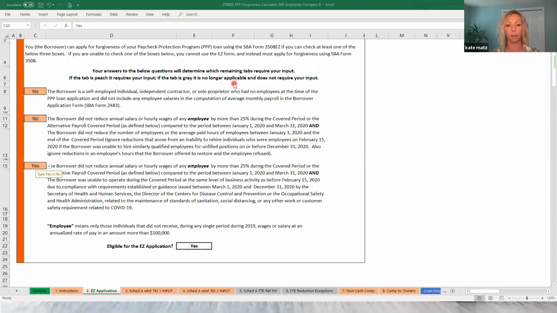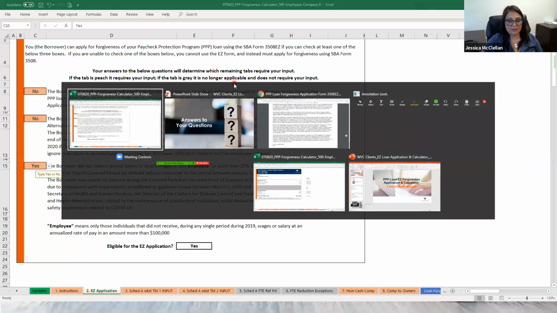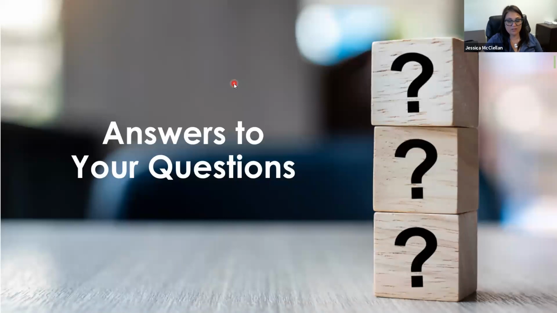If you choose to go with the 24 weeks rather than the original 8-week period, is this your new covered period, or is the covered period still considered 8 weeks? Nope, that would be 24 weeks.